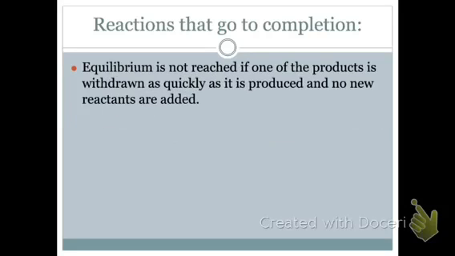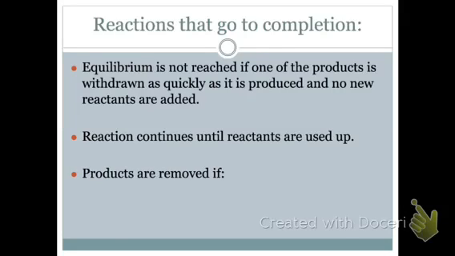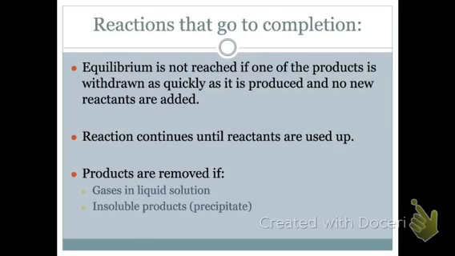Reactions that go to completion. Equilibrium is not reached if one of the products is withdrawn as quickly as it's produced and no new reactants are added. Basically, it's just going to run out of stuff. The reaction will continue until reactants are used up. Products may be removed in this process if gases are in a liquid solution, so they're going to bubble out, or if insoluble products called precipitates are created. So, those are the general notes over equilibrium.